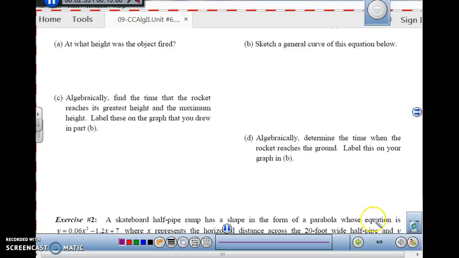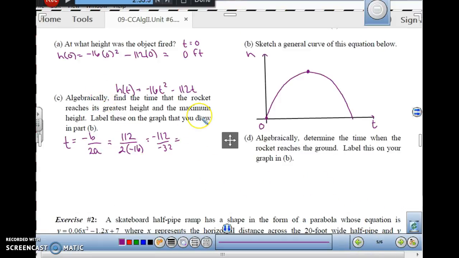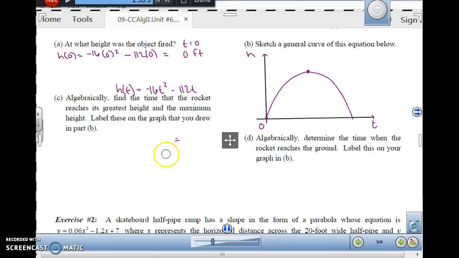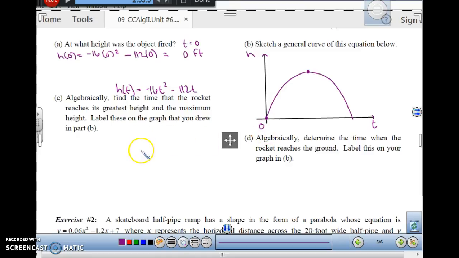Now this says, algebraically, find the time that the rocket reaches its greatest height and the maximum height. Label these parts that you have on the graph. Okay, so the greatest height on this parabola would be right here. It would be the vertex of the parabola. Now, in the last lesson, we talked about finding the vertex by using the axis of symmetry. So the time, which would be the x, is negative b over 2a.